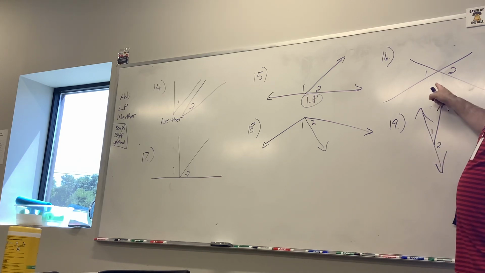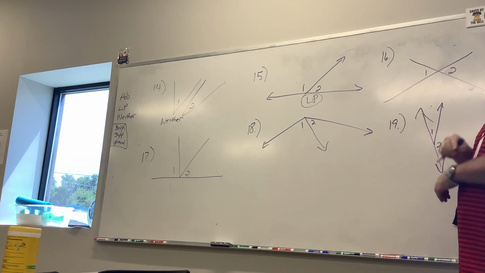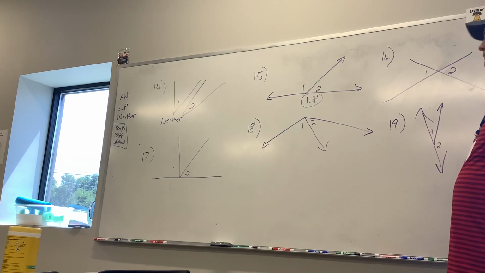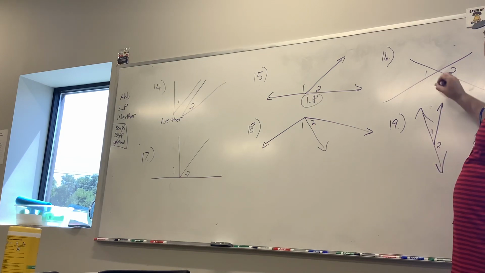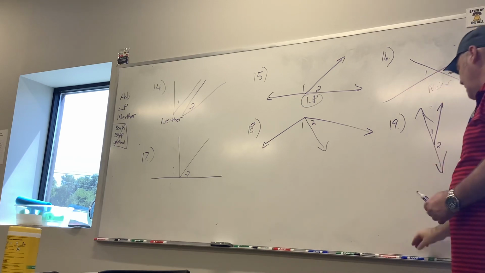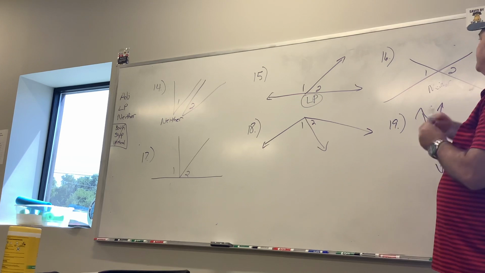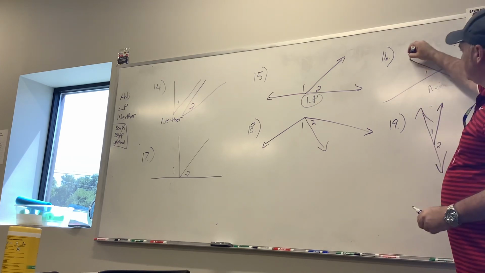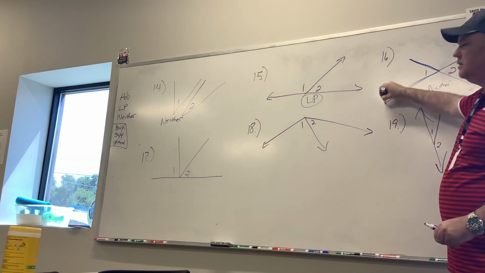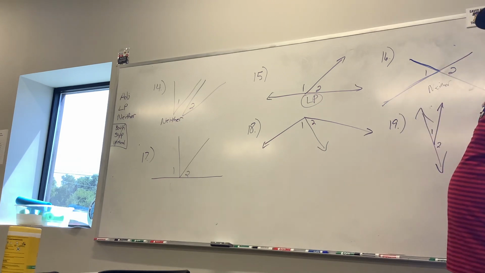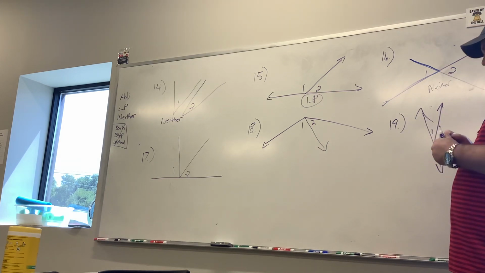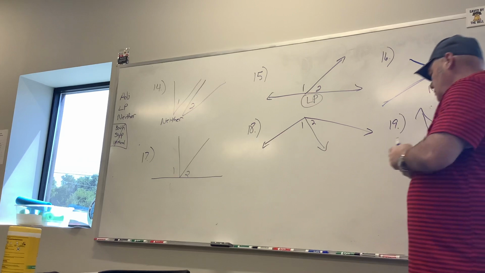What about these two? Just choosing between adjacent, linear pair, or neither. I would say neither. Okay? They almost look like they're adjacent, right? But they're not, because here's angle 1. This is its sides. Angle 2 has 2 totally different sides. Okay? So they are neither. What about these two?